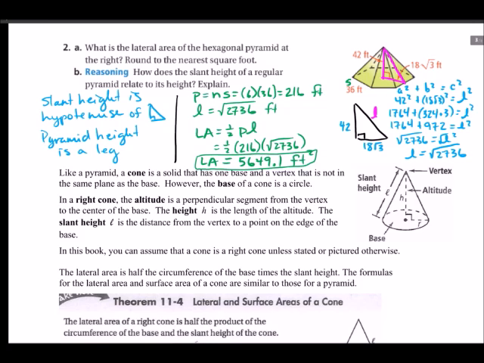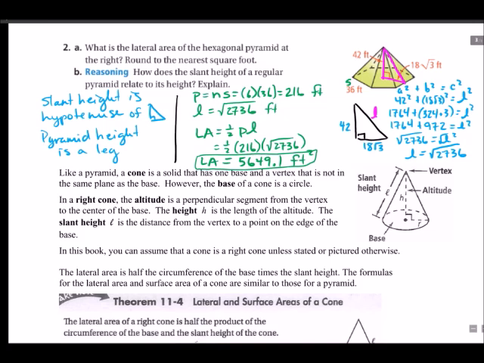We don't have a slant height. We want to find the lateral area, so we need a slant height. So I just drew my triangle. The height is 42 feet. The apothem is 18 square root 3 feet because our side length is 36 feet. Half of that is 18 and it's square root 3. We know that because it's a regular hexagon.